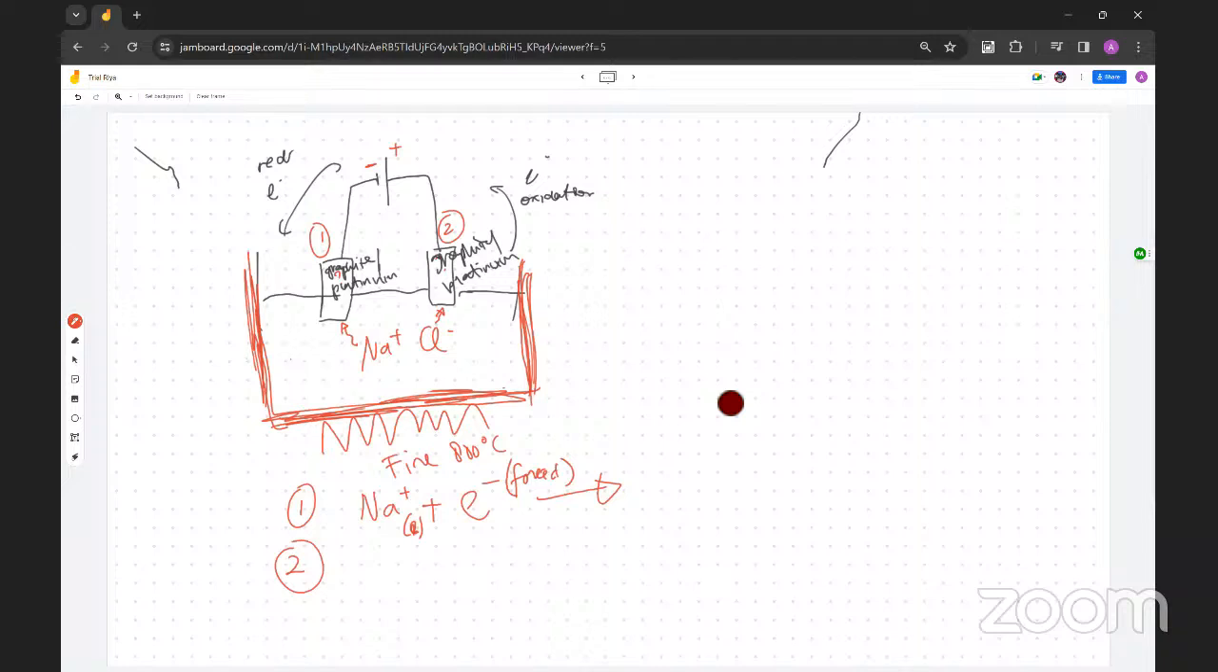When the Na+, which is attracted to the left platinum, meets the electron, which is being forced by the battery, this is a forceful reaction. They will become Na. To emphasize the huge difference, this is ionic, correct? And this is metallic. You basically change the ion into metal by forcing an electron to combine with the Na+. So far, so good?